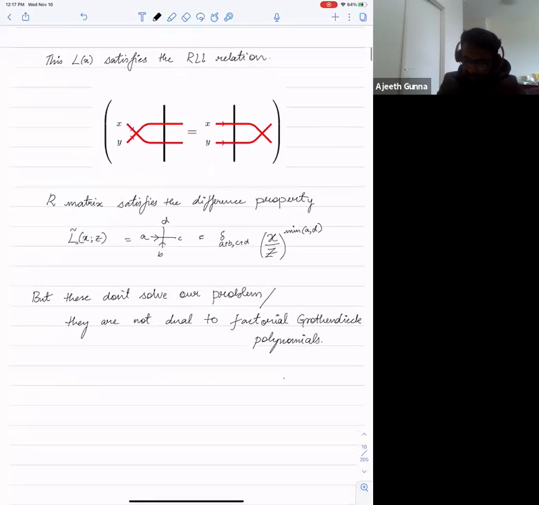But unfortunately, this doesn't solve the problem that we wanted to solve. Okay, everything is nice. We have a conjecture for the structure constants. We have the R matrix that satisfies the difference property, but these polynomials are not dual to factorial Grothendieck. So we wanted polynomials that are dual to factorial Grothendieck, so we needed a different model.